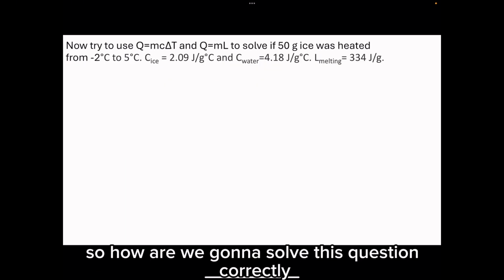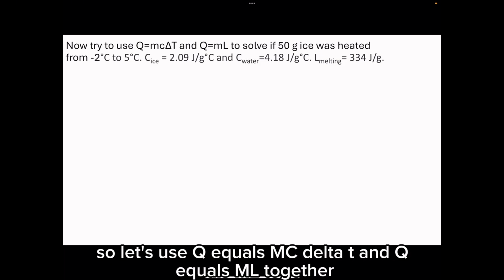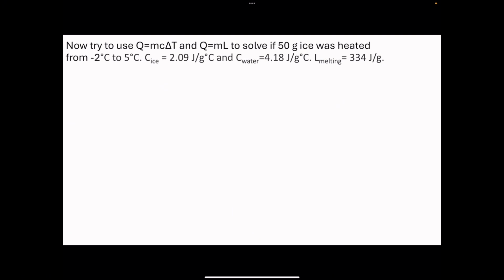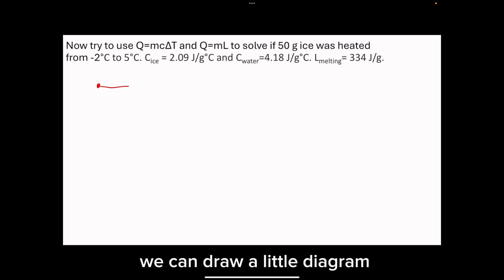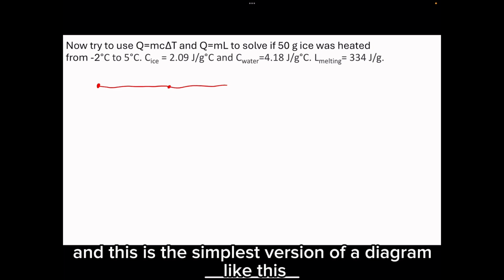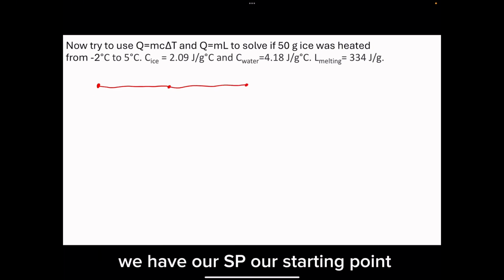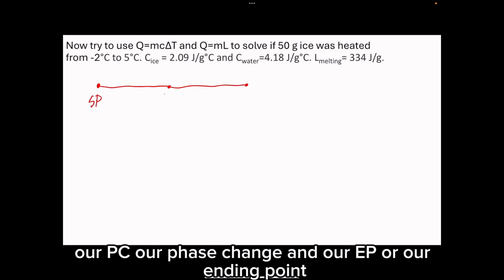So, how are we going to solve this question correctly? Let's use Q equals MC delta T and Q equals ML together. So how do we do that? Just for starting off, we can draw a little diagram. This is the simplest version of a diagram like this. We have our SP, our starting point, our PC, our phase change, and our EP, or our ending point.